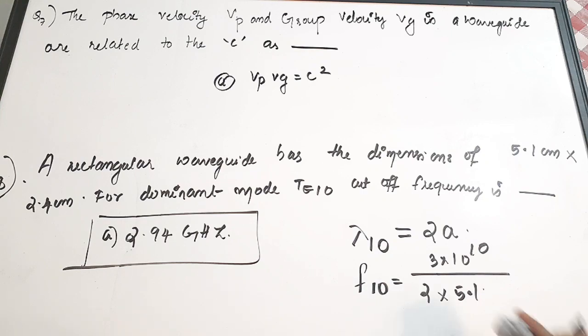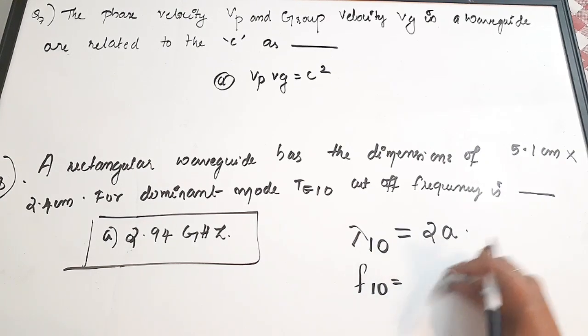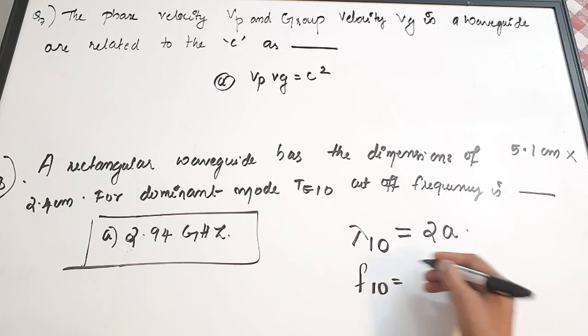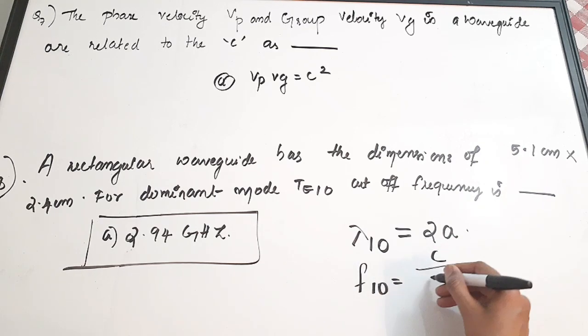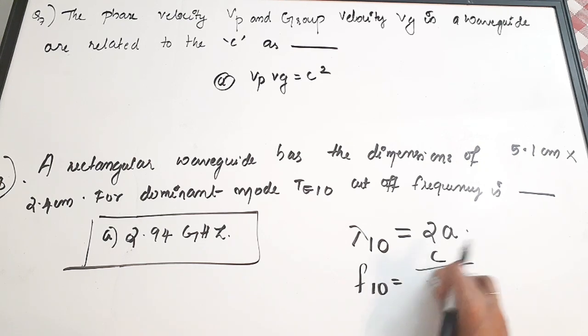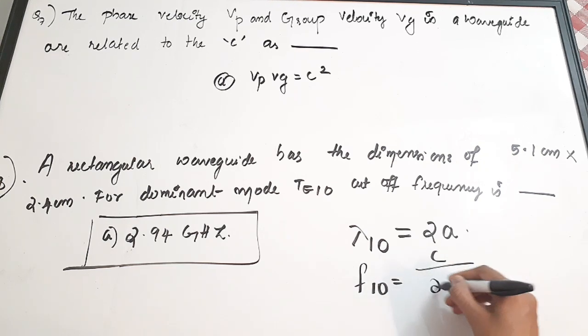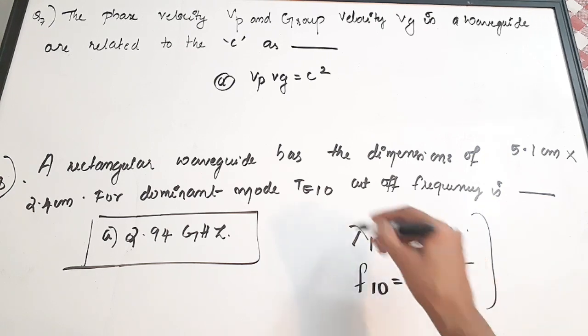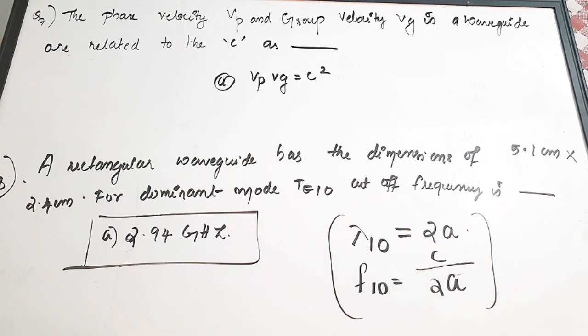I'll write the general equation once again. So f10 is c by lambda, or we know that lambda is 2a, so it is c by 2a. Please note this down because we know the dominant mode is TE10 for a rectangular waveguide. Anyway, the correct answer is option A.